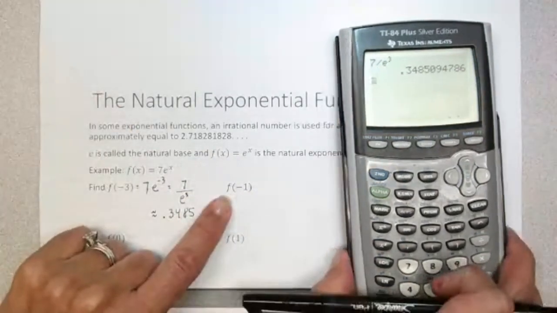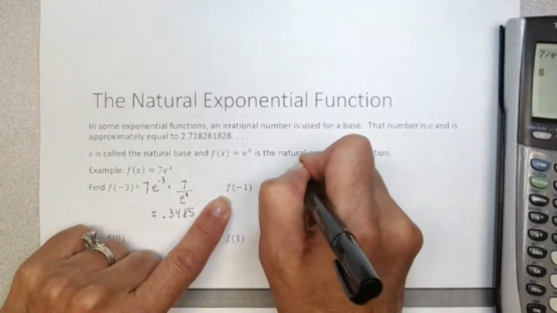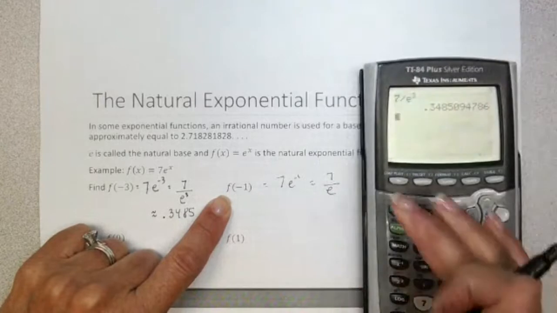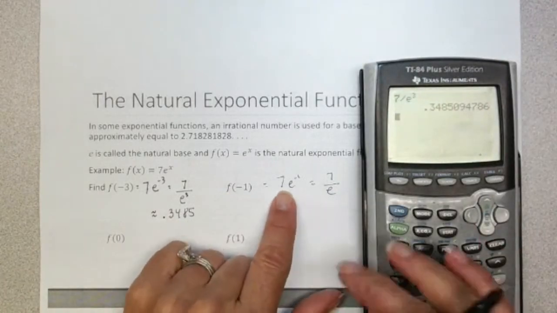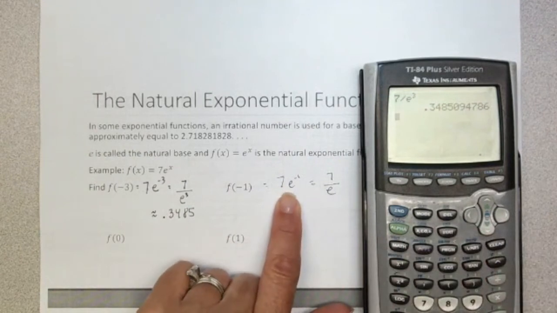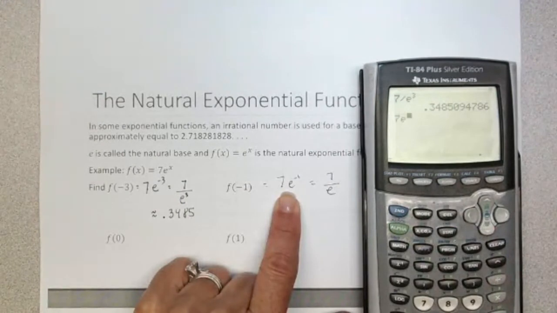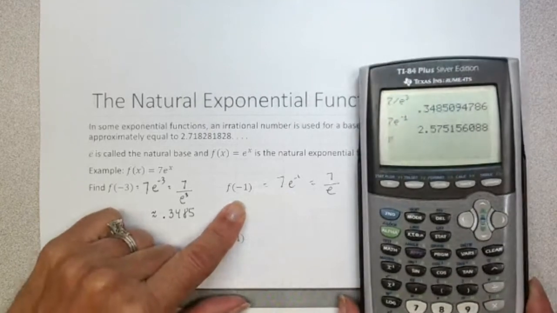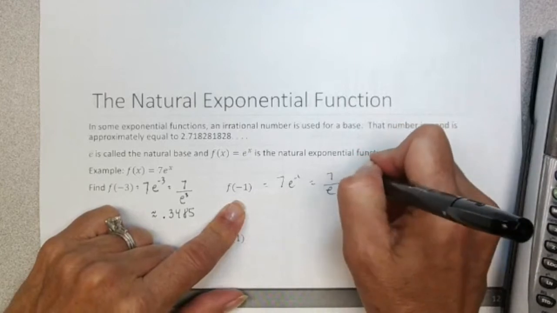F of -1, similarly, would be 7e to the negative first power, or 7 divided by e. If I want a decimal approximation, I could type in 7 divided by e, or I can type in 7e to the -1. It wouldn't matter, I could do it either way. Let's do 7e to the -1. I'll use my e to the x key again and put a -1 up there in the exponent. The approximate value of f of -1 is going to be 2.5752 if I approximate to 4 decimals.